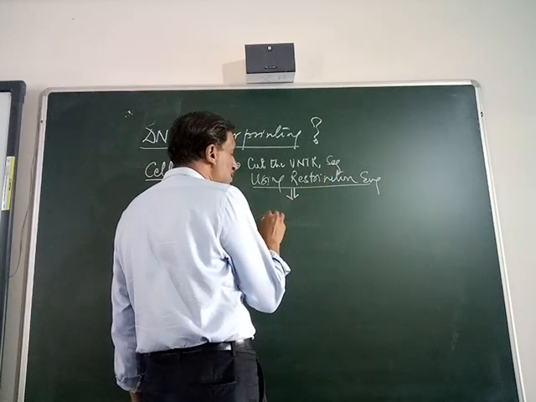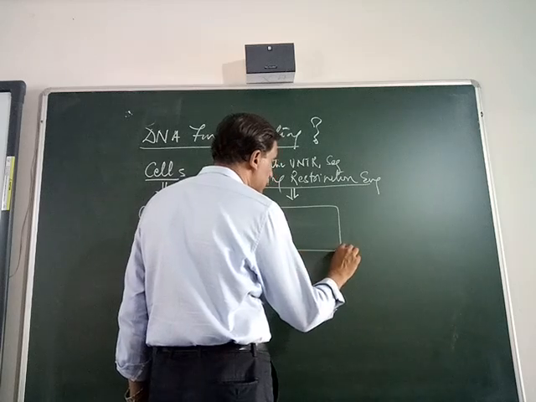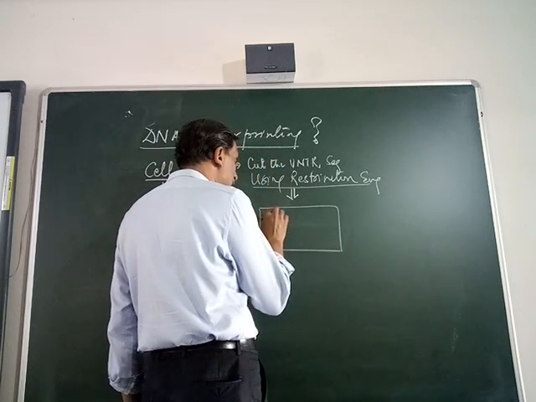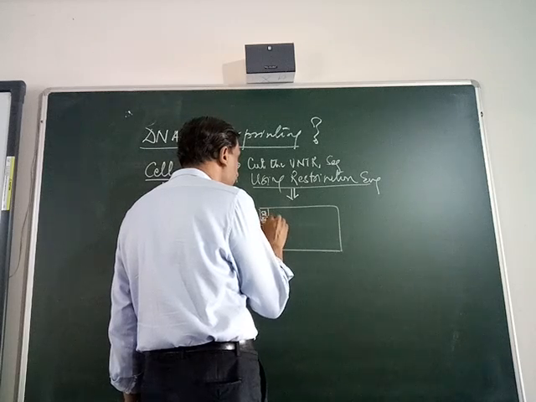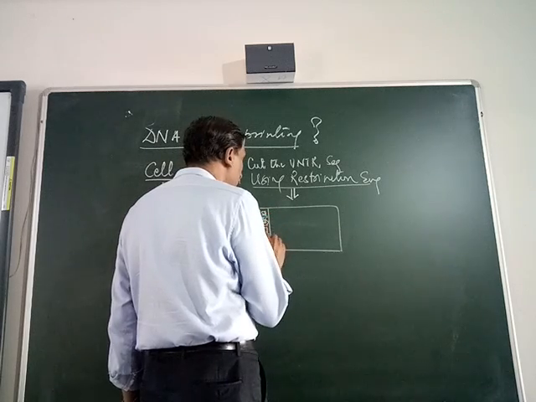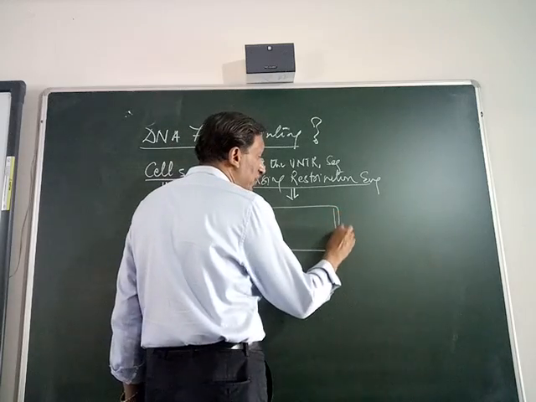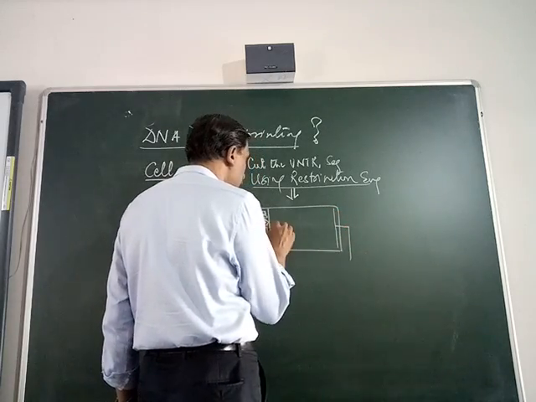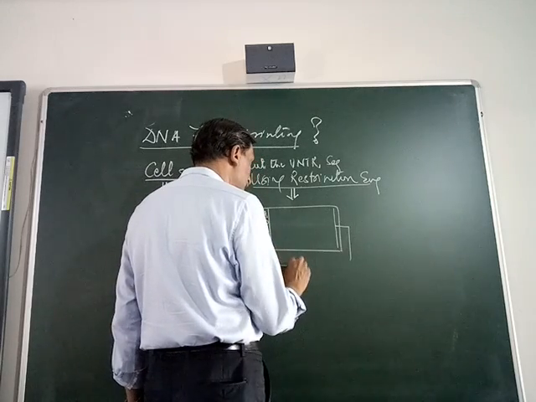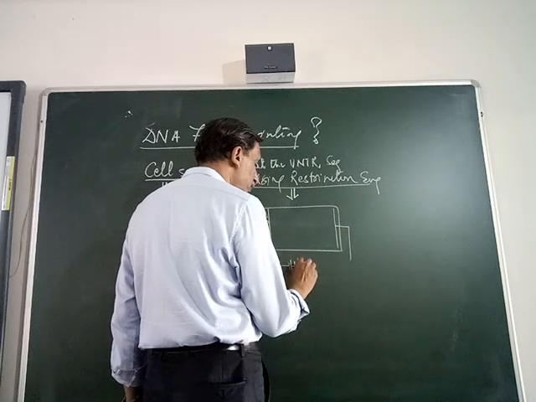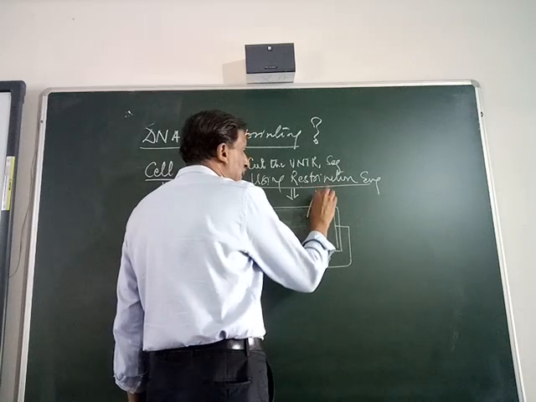Now the segments have to be separated. So we have a device called electrophoresis. In the electrophoresis, all the DNA segments are kept here. Now we know that DNA is negatively charged, and here we have the anode. These are called wells, and a charge is applied, and some gel is filled here, like agarose gel.